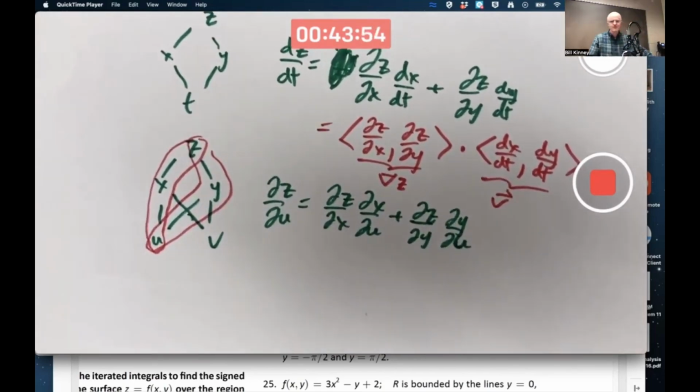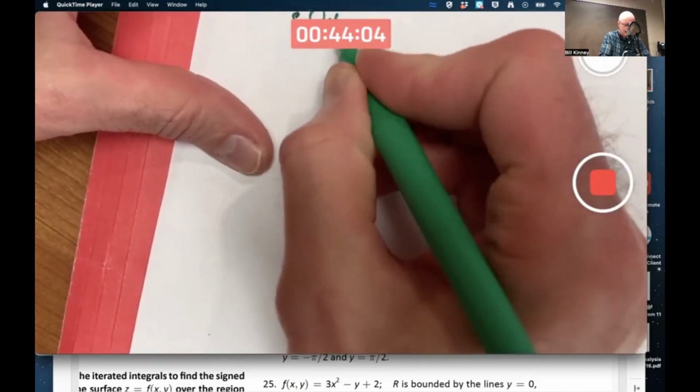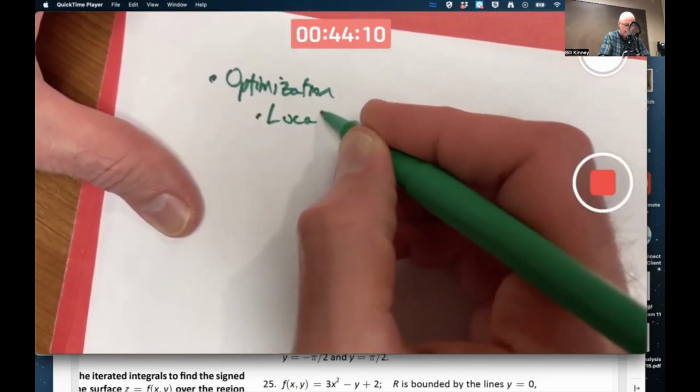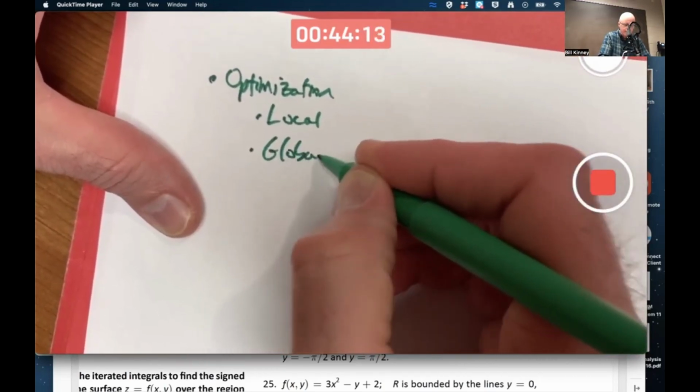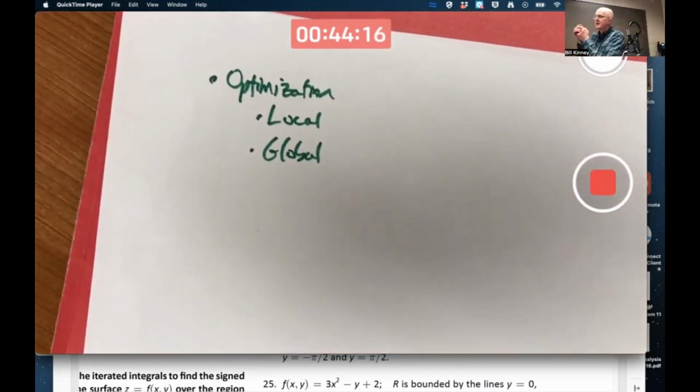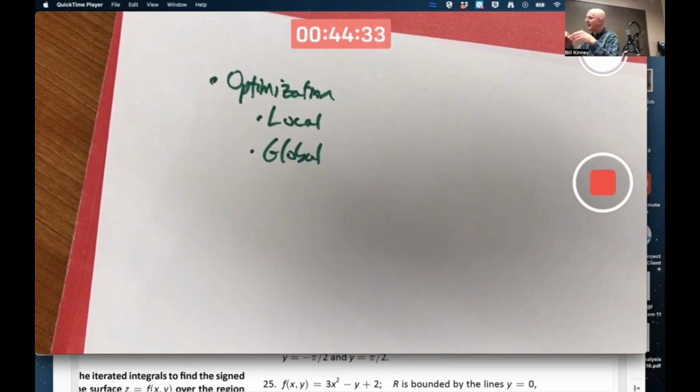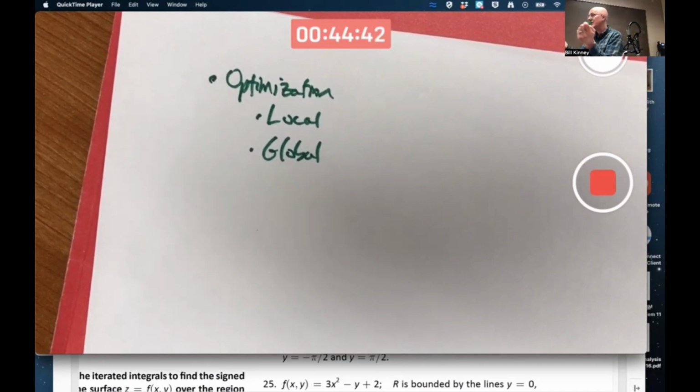We did extreme values too. Optimization, both local and global. The local focused on critical points and the second derivative test with the discriminant. It does give you a local max or a local min or a saddle point. The global is where you were thinking about closed and bounded regions. You have to think about what happens in the interior and along the boundary. And there's two methods for the boundary. Use the equation of the boundary, plug it into the function, or use the Lagrange multipliers. Should be able to do both.